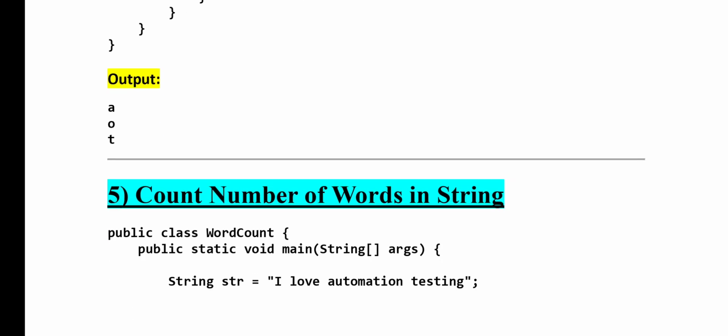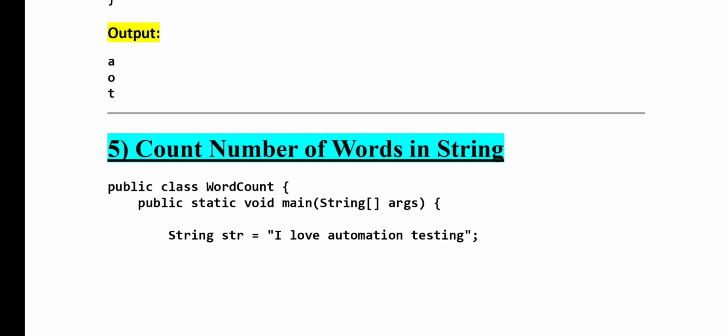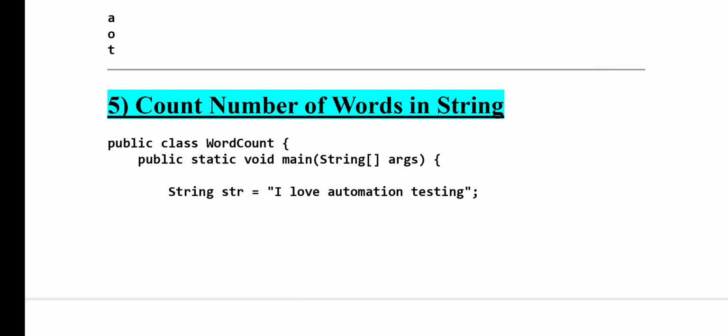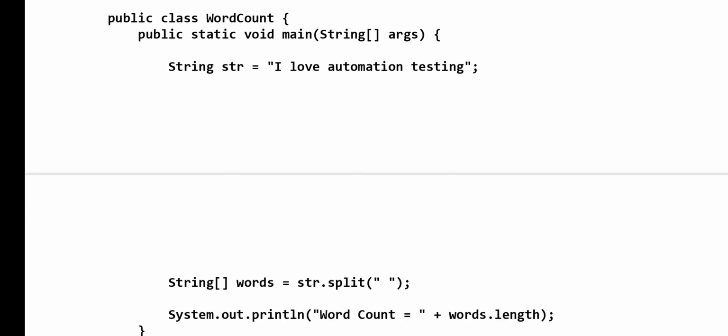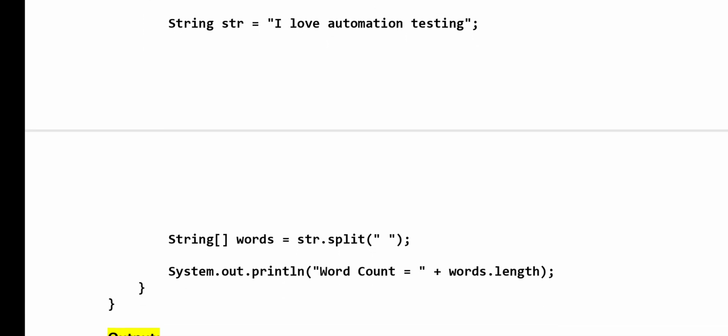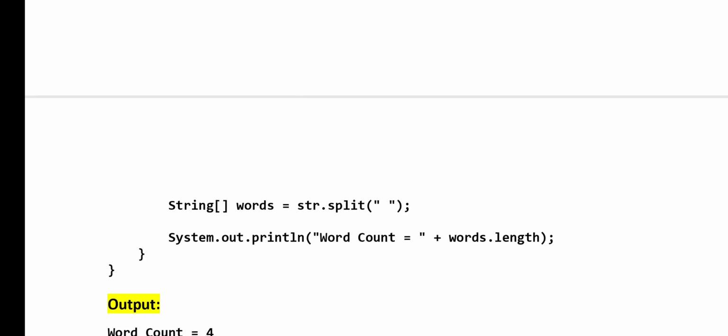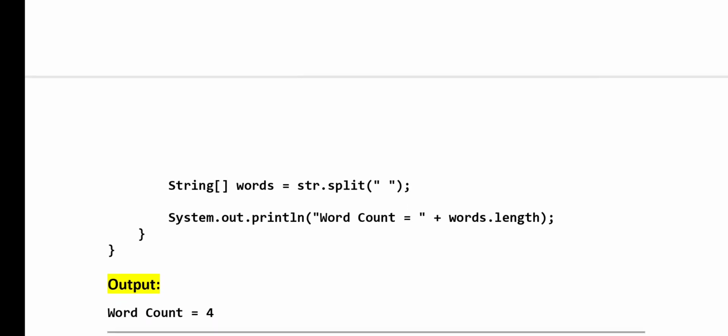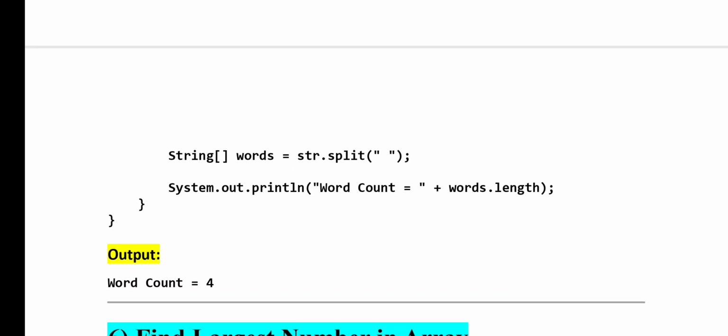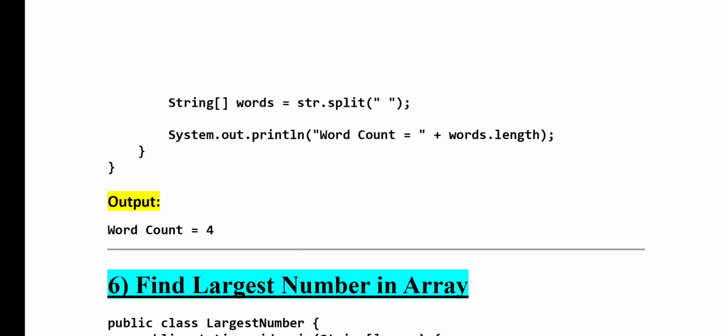Okay, then the next question goes like counting the number of words in a given string. Okay, this is also a simple straightforward program, where the string is taken and split and stored in a words array, and then we are trying to count the length of the words. Okay, so the total word count is 4.